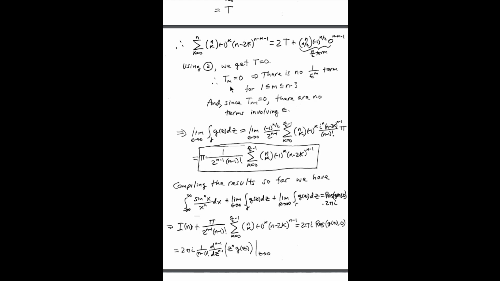So far we have shown that T sub n minus 1 is 0 and T sub m is equal to 0. Therefore, those are the only 1 over epsilon terms at all. And therefore, we have shown all the terms involving epsilon don't exist.